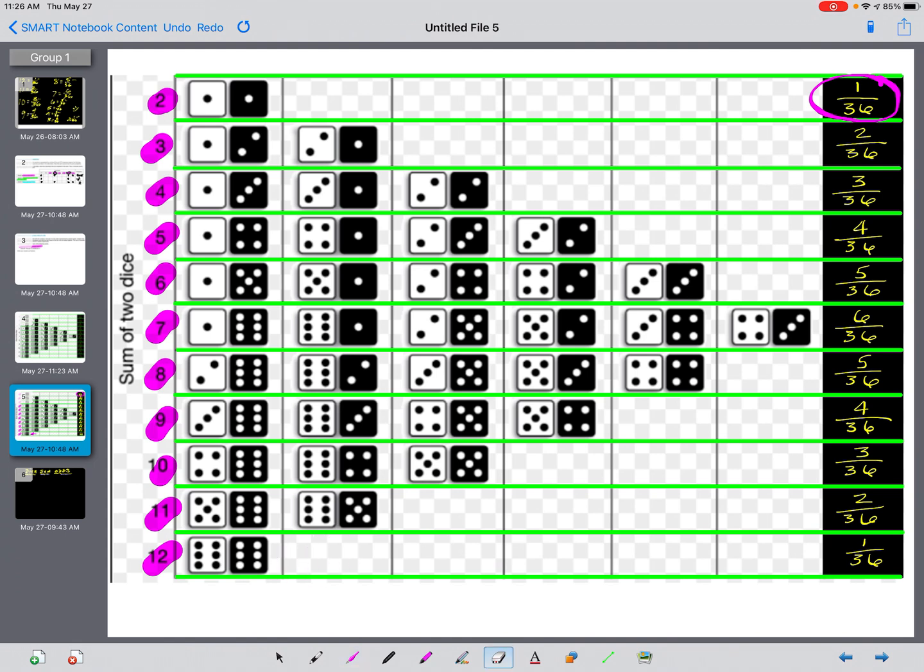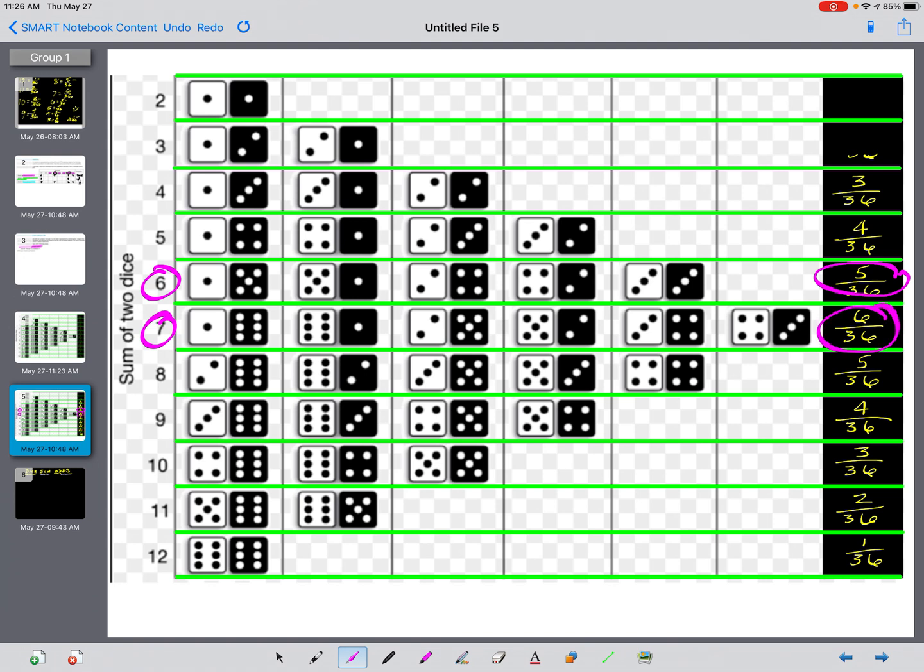Now going back to our question, what's the odds of rolling a sum greater than 5? What we would need to do is get all the odds for the numbers greater than 5 and add them up. So the odds of rolling a 6, we'll start with that, is 5 out of 36. 7 is 6 out of 36. 8 is 5 out of 36. 9 is 4 out of 36. 10 is 3 out of 36. 11 is 2 out of 36, and 12 is 1 out of 36.